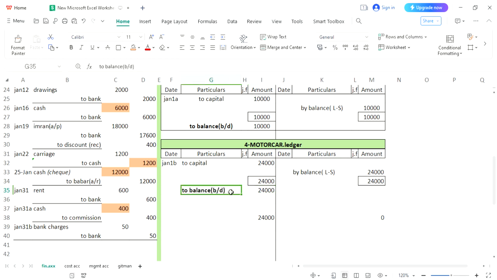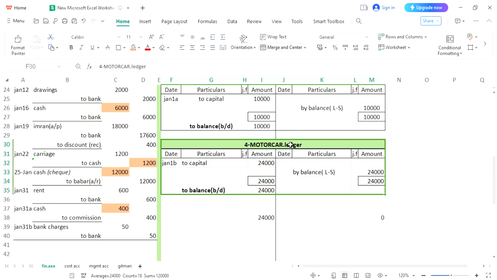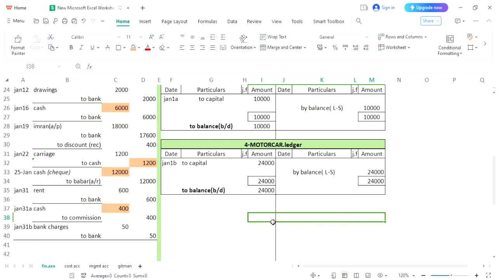This was the purpose of making the motor car ledger. As we have calculated our balance, the purpose is completed. It means we can mark it as done by putting a closing line after the closing balance. These sums were written just for reference, though they are not needed over here. You can erase them. Motor car ledger is completed.